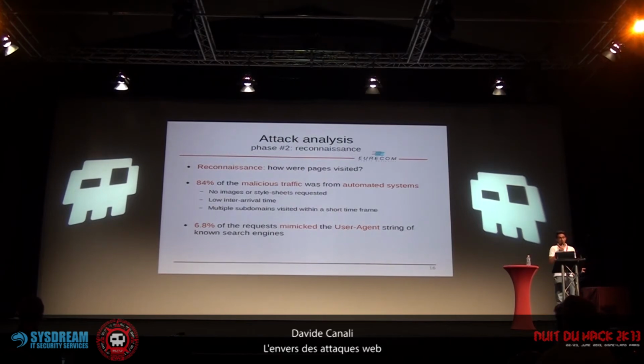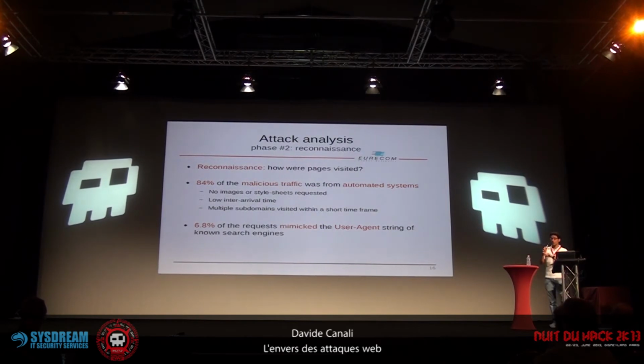So, to the reconnaissance phase. As I said, we saw that 84% of the malicious traffic we received was from automated systems. And how did we find out these were automated systems? First, most of them don't request any images or style sheets. Nowadays it's very rare for people to browse the internet using links or other text-based browsers, so we guess these are automated systems.